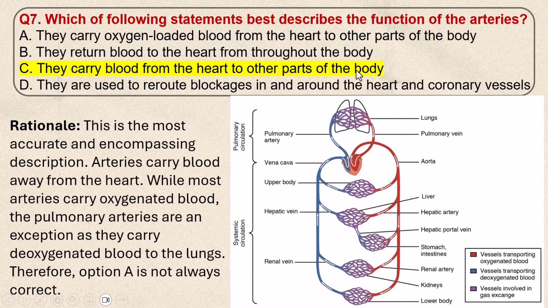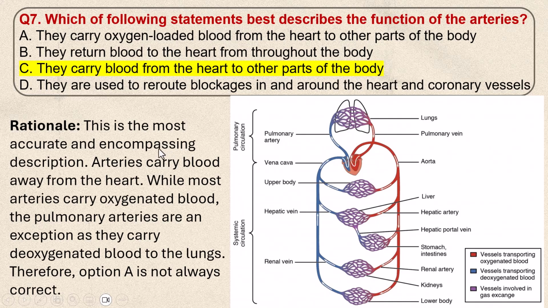But this is a tricky question. When you look at answer A, it says they carry oxygen-loaded blood from the heart to other parts of the body. It seems it can be correct, but if you know the blood circulation, the blood from the left ventricle is oxygenated and goes around the body. But from the right ventricle, you can see that deoxygenated blood travels to the pulmonary arteries.